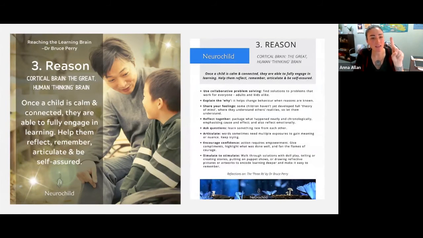Reason. So we've got regulate, relate, reason. This is our last R. This is the part that everybody waits for. Finally, we get to talk about it, right? So once the child is calm, once they're connected, once you've repaired that relationship, then and only then are they able to fully engage. Then we can say, let's talk about this, let's learn about this. So through doing that regulate and relate, we bring that cortical brain back down over top, and we're able then to do the language piece. Now we're able to talk about it, and only now are we able to talk about it, right?